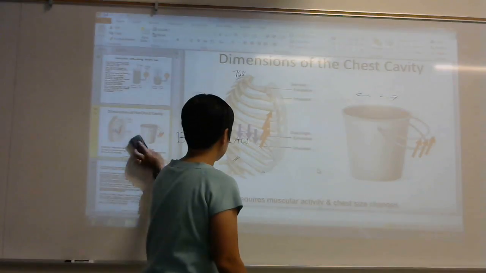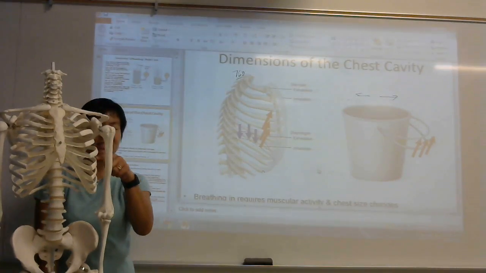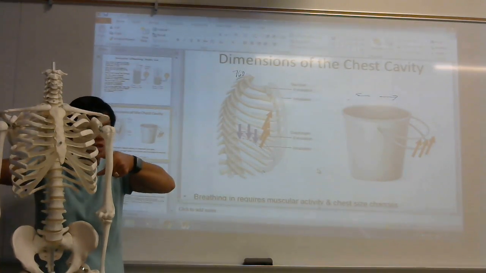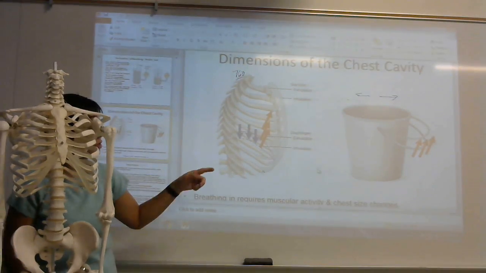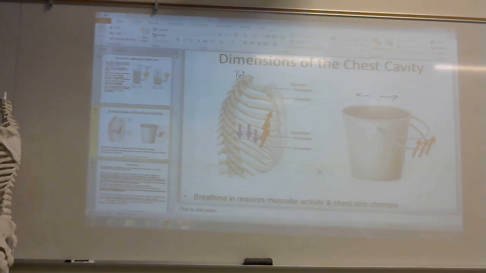When your external intercostal muscles contract, think of the example of the pail handle. Can you picture it? Imagine your ribs. When these intercostal muscles contract, they pull the ribs up and out, like the handle of a pail. Initially there's a small space, but when you pull this up because of the contraction of your intercostals, look at the space you increase.